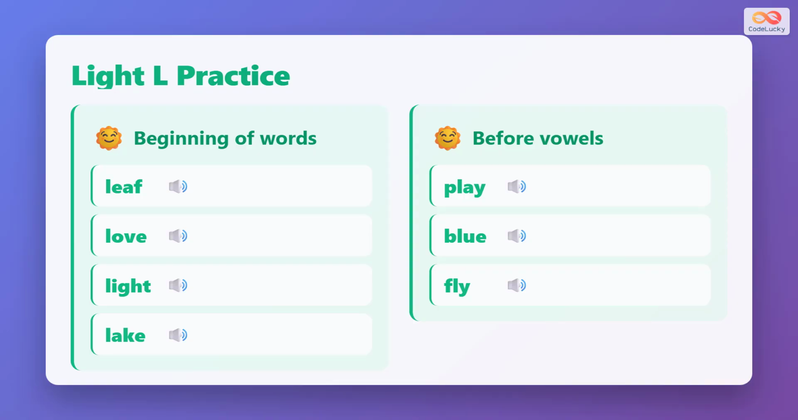Let's practice the light L sound. We'll start with the L at the beginning of words: leaf, love, light, lake. Pay attention to how the light L sounds. It's clear and bright. Now let's practice light L before vowels in the middle of words: play, blue, fly. Remember, whenever the L comes before a vowel, use that light L sound. Take your time and repeat each word several times.